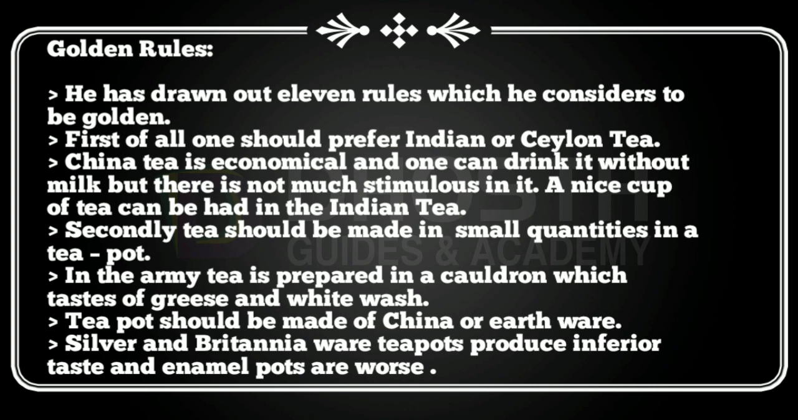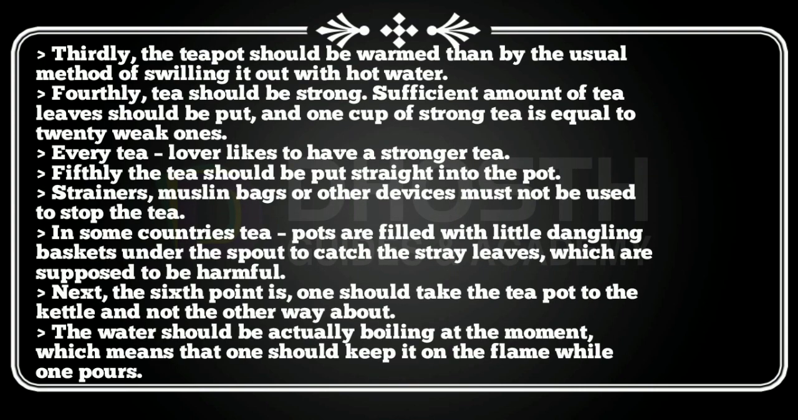Secondly, tea should be made in small quantities in a teapot. In the army, tea is prepared in a cauldron which tastes of grease and whitewash. The teapot should be made of china or earthenware. Silver and Britannia ware teapots produce inferior tea and enamel pots are worse. Thirdly, the teapot should be warmed by the usual method of swilling it out with hot water.